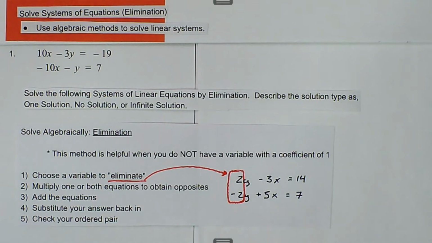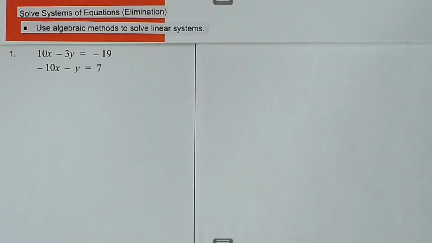Choose a variable to eliminate. And so here we see that we have coefficients that are opposite. And so when we add these two equations together, the y variable will cancel out. So you may have to multiply one or both equations to obtain opposites. Here we already have them. Add the equations, solve and substitute your answer back in, and then check your ordered pair. So we're going to run through that example.